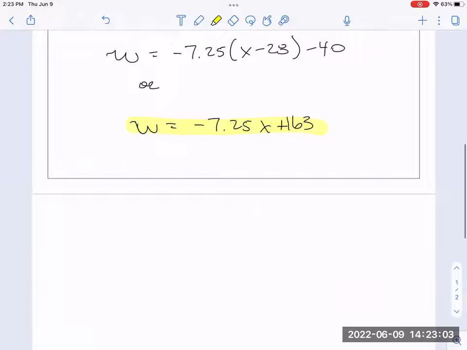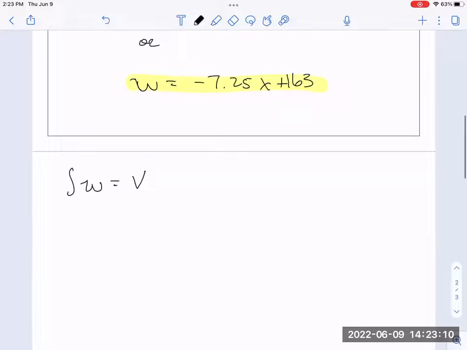Okay, well then let's go get next the integral of that W, which will tell us the shear. Oh, okay, that's not hard. So the shear is equal to negative 7.25 x squared divided by 2, but negative 7.25 divided by 2 is negative 3.625. The integral of 163 is 163x. And then, ooh, I got this unknown. How do I find it?